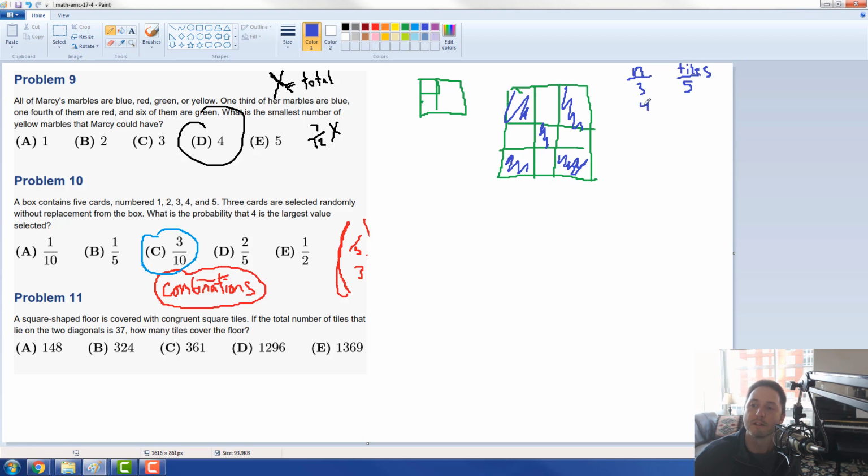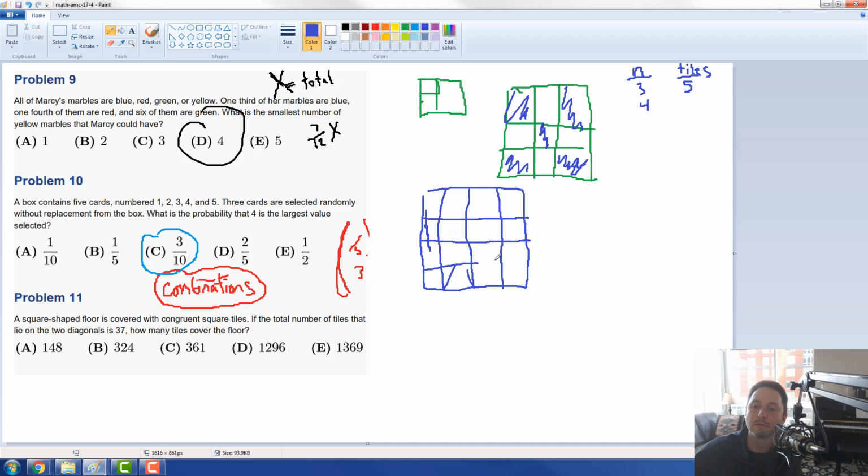Now what about when we have 4 sides? So we have to draw a 4 by 4 square. Sometimes pencil and paper is easier. So how many are on the diagonal? 1, 2, 3, 4 tiles in this diagonal, then 4 on the other.